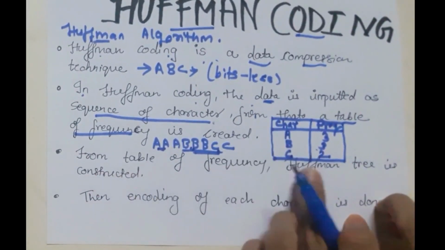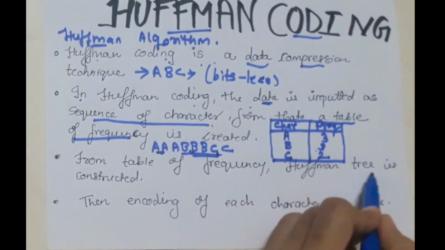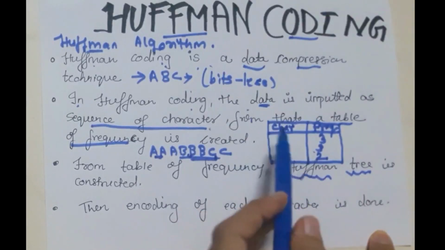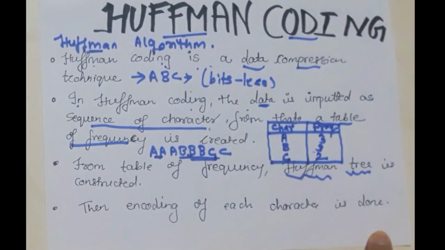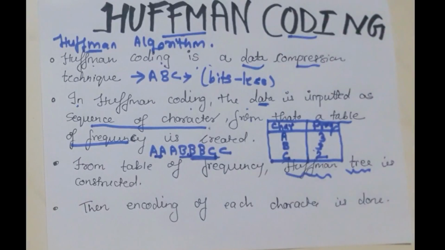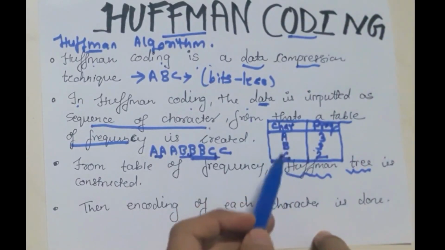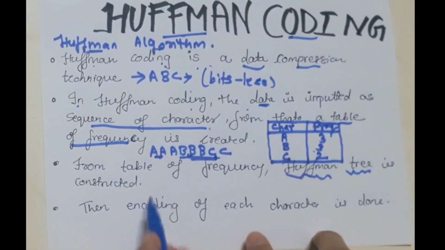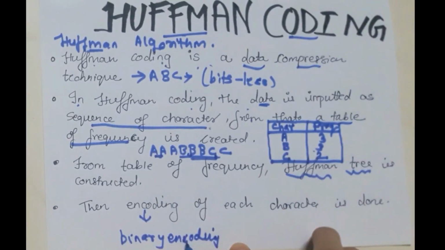From the table of frequency, a Huffman tree is constructed. Then encoding of each character is done. After construction of the Huffman tree, encoding of each character is done. Here there are 3 types of characters, so encoding of all these 3 characters will be done, and that encoding will be binary encoding.